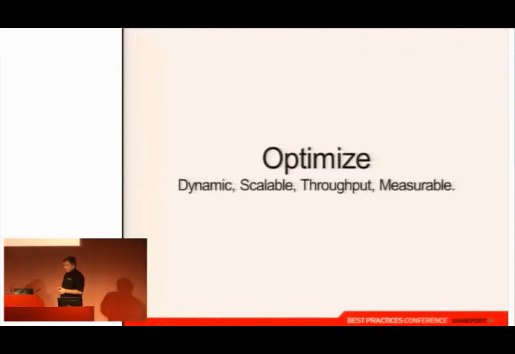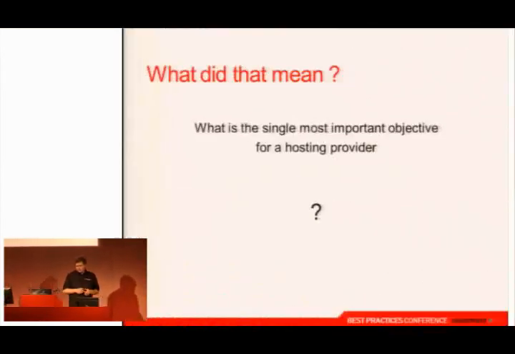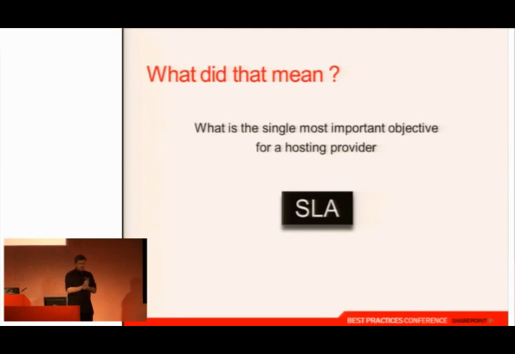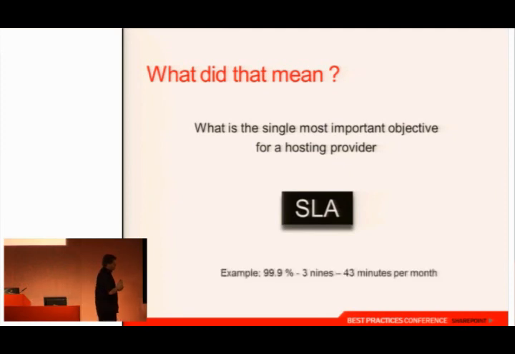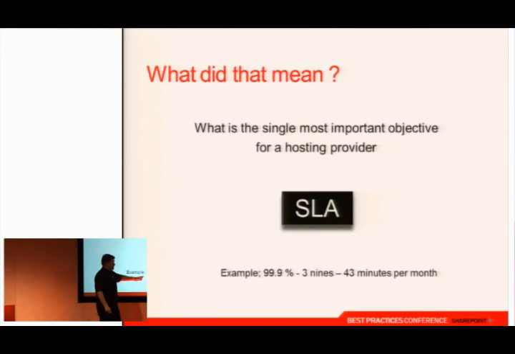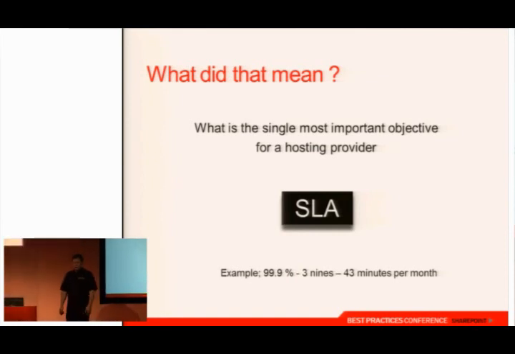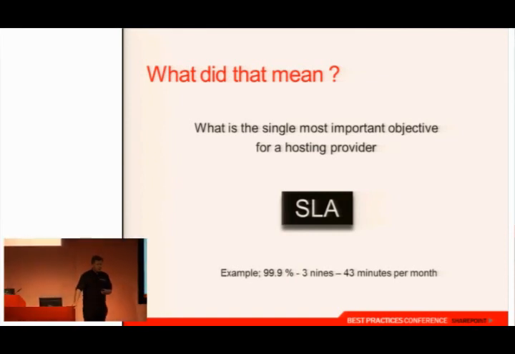And then in terms of optimization, just go through these very quickly. What's the single most important objective for a hosting provider to be wary of? I've mentioned this several times already, and it's SLA. 99.9%, three nines. People talk about four nines and five nines. Nobody gets five nines. Five nines is like one minute of downtime a year. That just isn't possible.